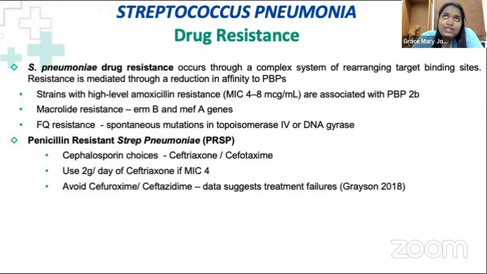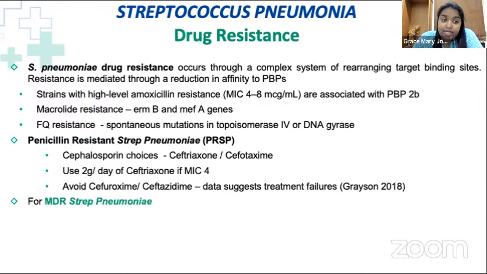So we must always see that a patient who comes to the hospital is treated with ceftriaxone, and after 3-4 days the patient is looking okay, you want to discharge the patient. So it's always an oral antibiotic that you look forward to, right? So try not to give cefuroxime for these patients. Cefuroxime and ceftazidime may not be the best choices to give if you are having penicillin-resistant strep pneumonia.